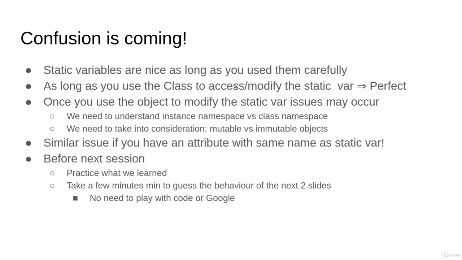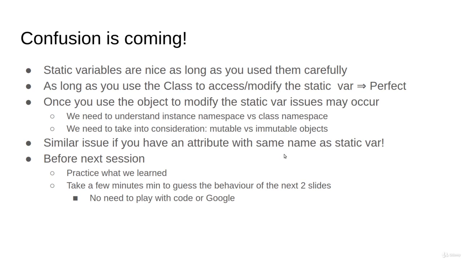Static variables are very nice as long as you use them carefully. Specifically, as long as you use the class itself to access and modify the static variable, there are no problems. But the problem comes once you start to use the object itself to modify the static variables; issues might happen. And this would need us to be more careful about the difference between the instance, the object namespace, and the class namespace itself. And we might also need to put some consideration for mutable and immutable objects when they are used as static variables.